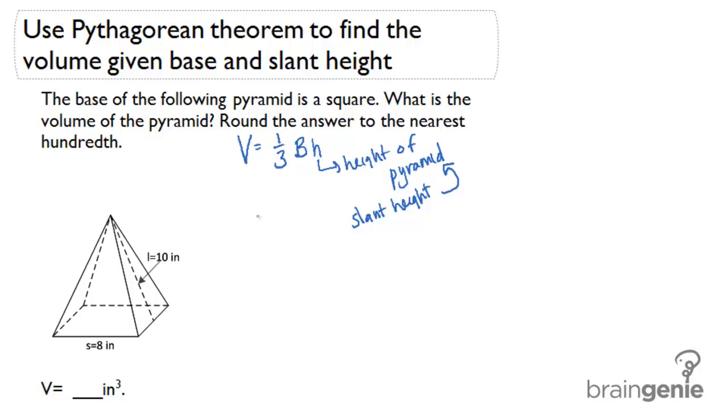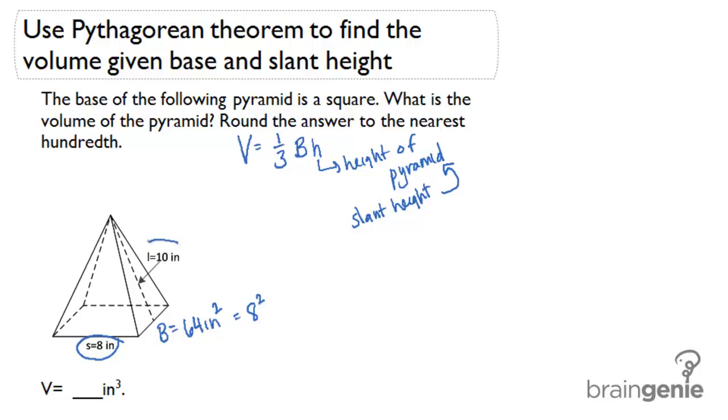So first off, let's start by reading the problem. The base of the following pyramid is a square. What is the volume of the pyramid? Round the answer to the nearest hundredth. So let's take a look at the information we have. We know the side of the base of the pyramid is 8, which means the base area is 64 inches squared. I got that just by multiplying 8 times 8.